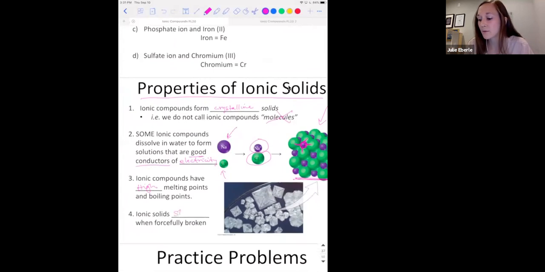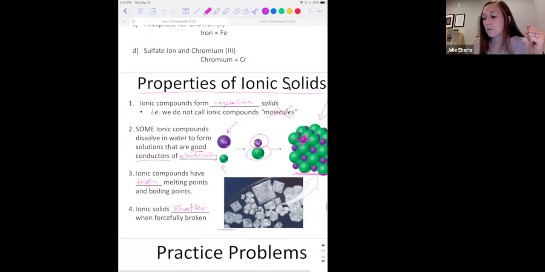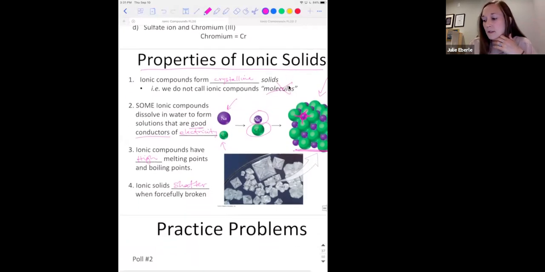Lastly, they shatter. Because the ions are so orderly and arranged, when you break them, they break across a plane usually. It's kind of a nice clean break. So like if you break glass, you notice that it shatters. Okay, that's properties of ionic solids.